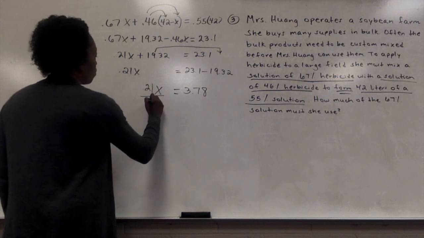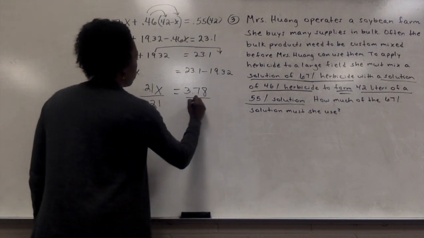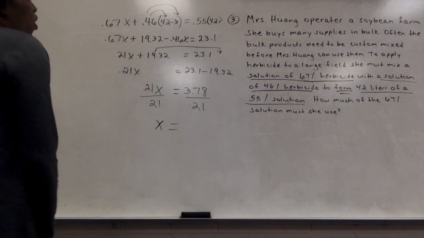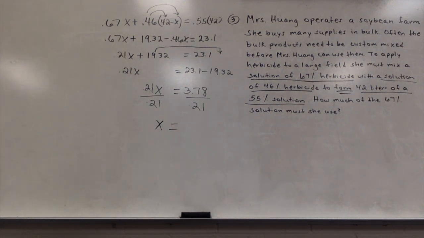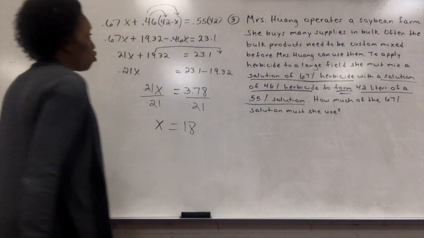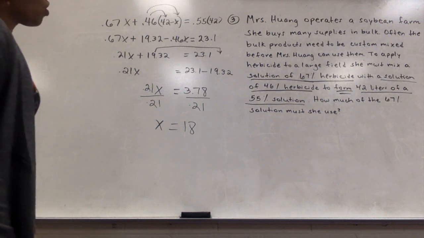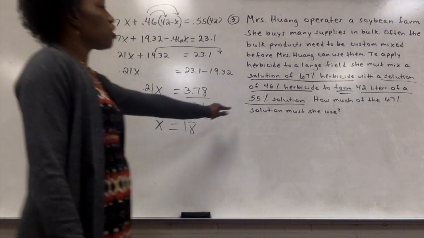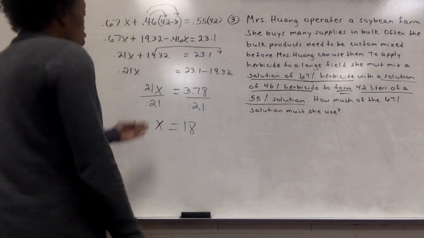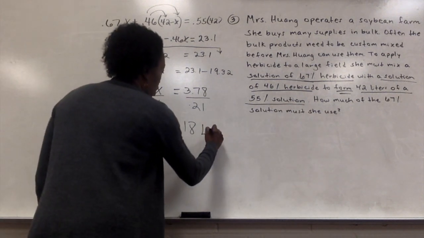From here, once again, if you're doing long division, of course, you'll move your decimal point over 2 places. So you're really doing 378 divided by 21. Using your calculator, you will simply plug it in and get your whole number of 18. So what this means is, the question says, how much of the 67% solution must she use? She must use 18 liters of the 67% solution.